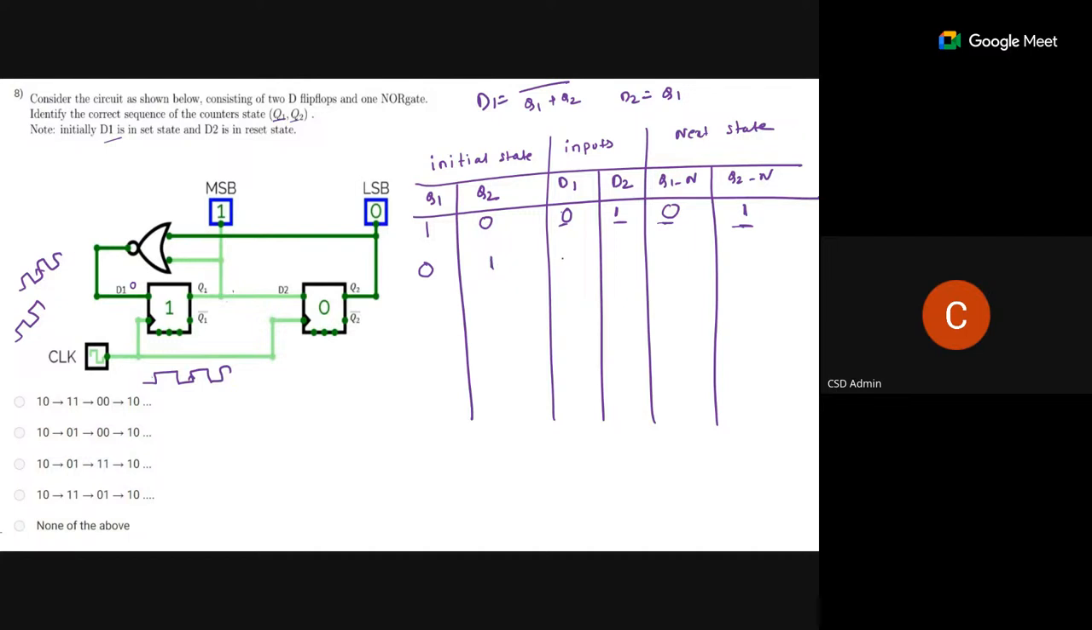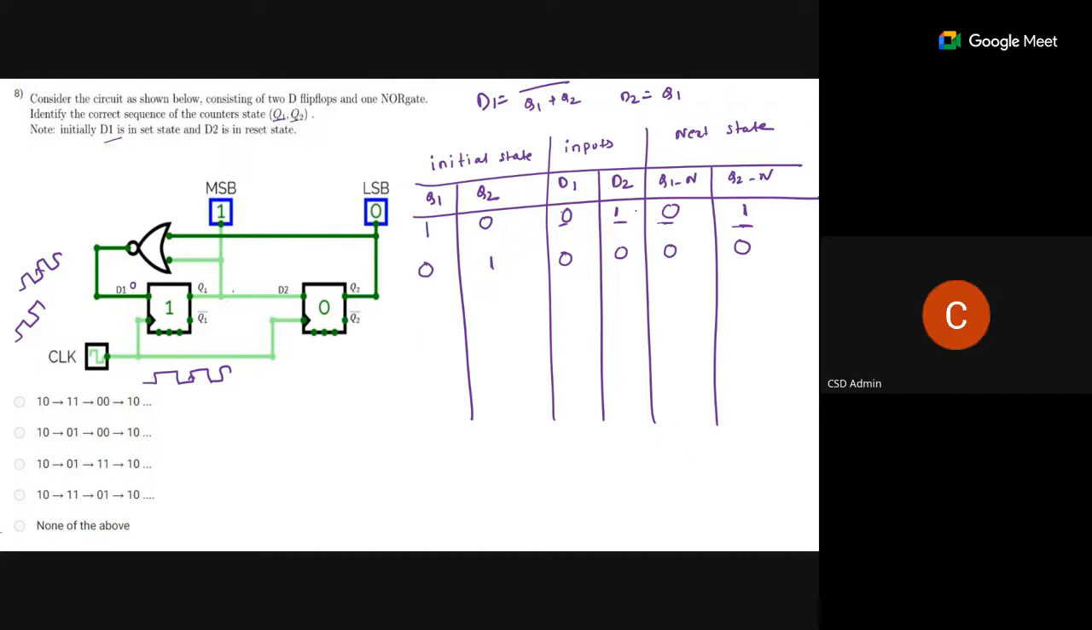Now, with 0 and 1, what will be D1? D1 will be the same, 0. And what will be D2? It will be 0, and it will be copied. Why will D2 be 0? Because Q1 is 0. D2 is equal to Q1. So that is Q1 next.